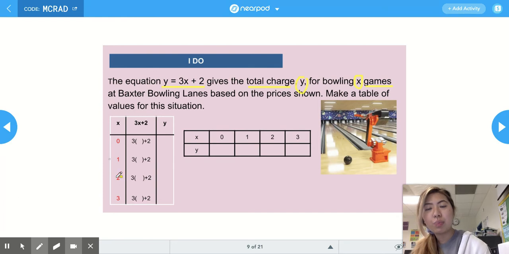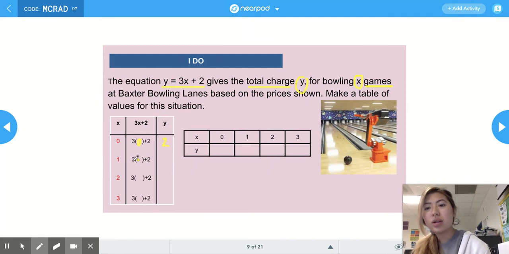So we have our 3 column chart. So we have x values filled in. We have 0, 1, 2, 3. And then we have our equation written for us, 3x plus 2. So now we just have to fill out the x values and then solve for y. So when x is 0, I'm plugging that into the equation. So it's 3 times 0 plus 2. 3 times 0 plus 2 is 2.